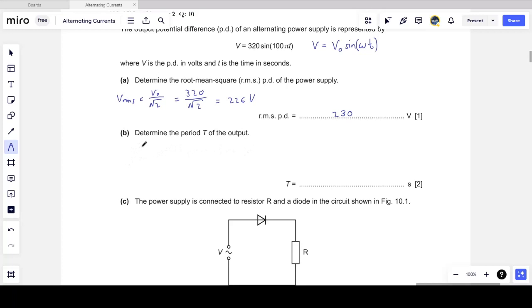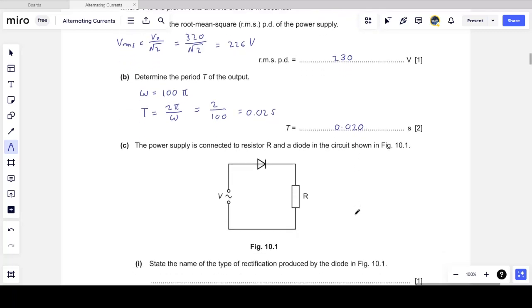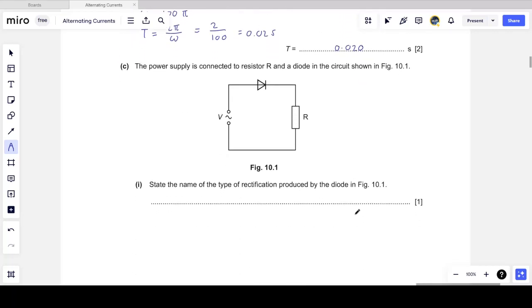I don't know the period just by looking at the equation, but what I can see is that omega is 100 pi. I can't tell the period, but I can tell what the angular frequency is. And what I know is that the period is related to the angular frequency by 2 pi over omega. So that's 2 pi over 100 pi, and that simply becomes 2 over 100, which is 0.02 seconds. And so the period for this alternating voltage is 0.02 seconds. So quite straightforward once we know the general form of the equation.